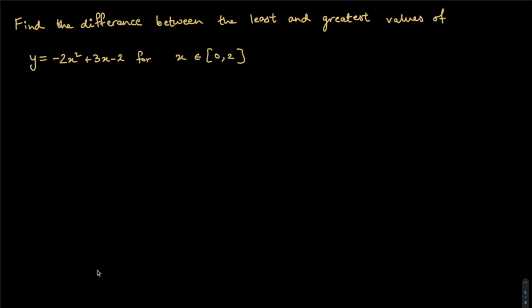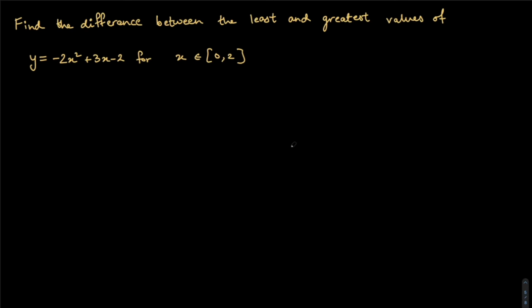All right, next question. Find the difference between the least and greatest values of y equals minus 2x squared plus 3x minus 2 for the restricted domain of x between 0 and 2 inclusive. All right, it's a very similar question to the previous one. I highly suggest you pause the video and try it on your own. All right, so let's get started.